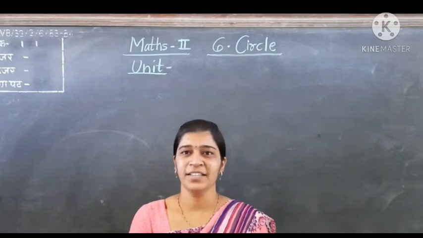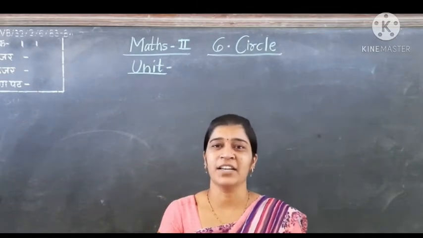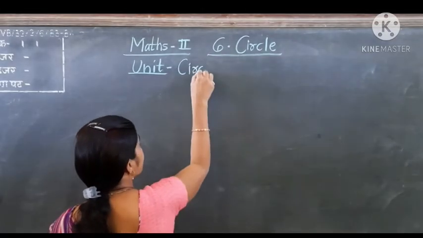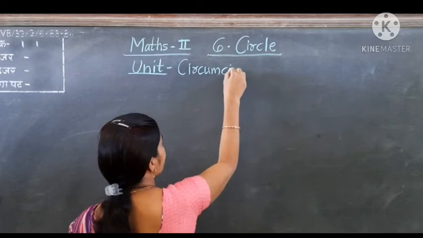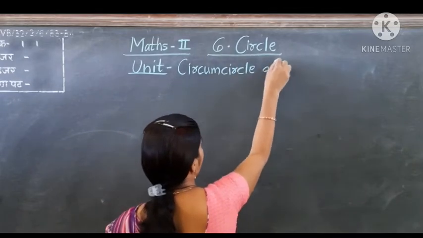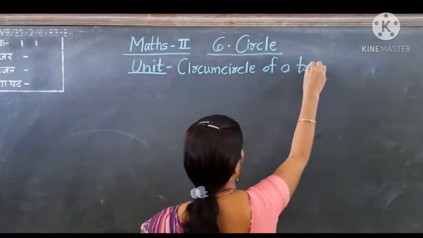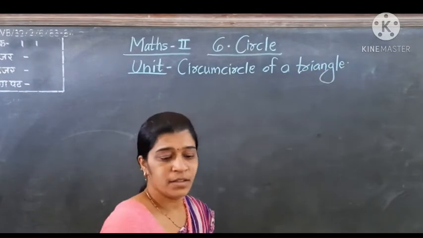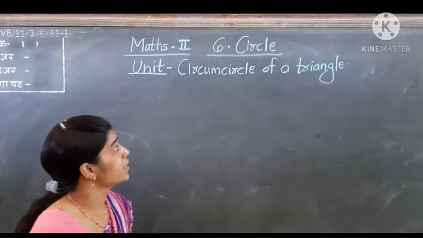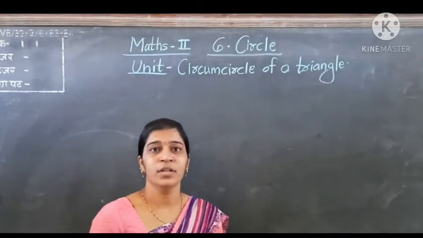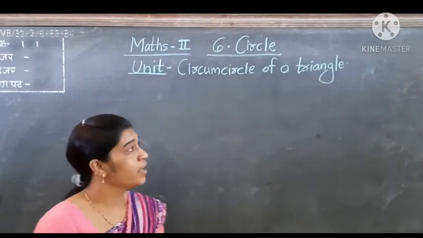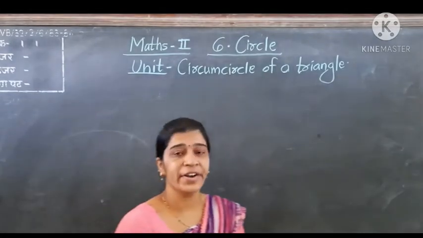Now today we will see some more interesting information about the circle, your favorite subject, that is drawing the circle. Today we will see the circumcircle of a triangle. What is meant by circumcircle? Circumcircle means drawing the circle around a triangle. So how to draw the circumcircle of a triangle?